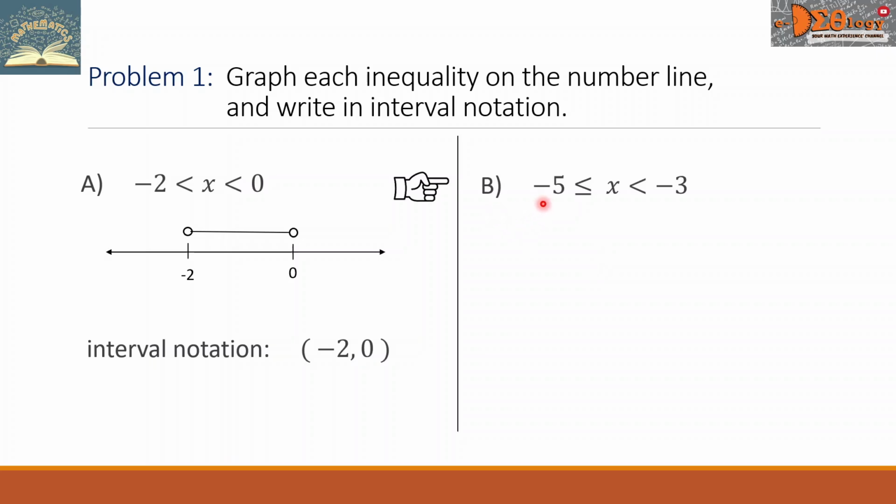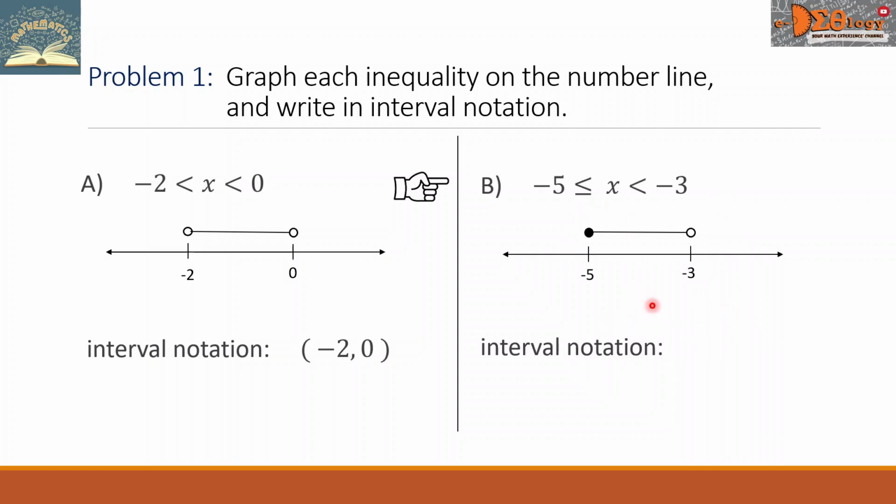Expression B. -5 less than or equal to x less than -3. On the number line, we locate the two numbers, -5 on the left side, -3 on the right. Then we put a solid dot on top of -5 and a hole for the -3. This is a solid dot because of this less than or equal sign. We put a hole only for the less than symbol. Then we connect with the line segment. This is now the representation on the number line.